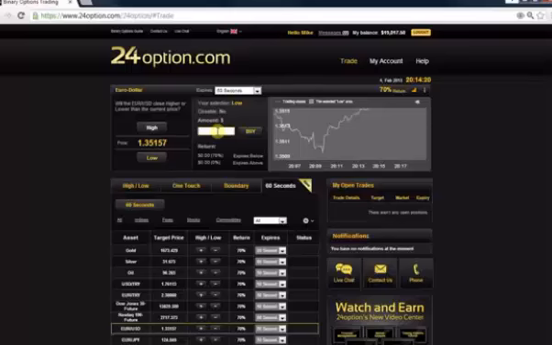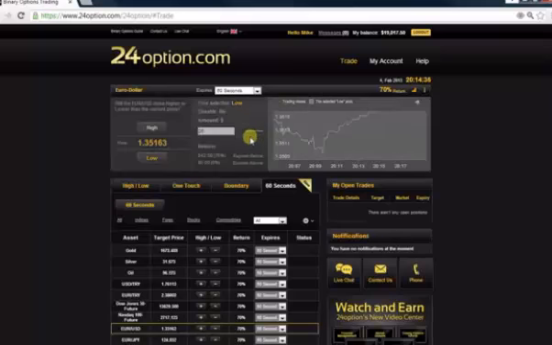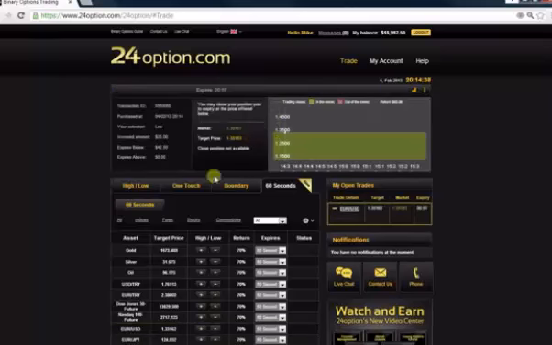platforms. So when you do this technique with 24options, you usually need to start out with a larger initial deposit in order for this technique to work. So what we're going to do is first invest $25, and go to buy. Okay, and we purchased a put, and we're going to watch to see what happens here.